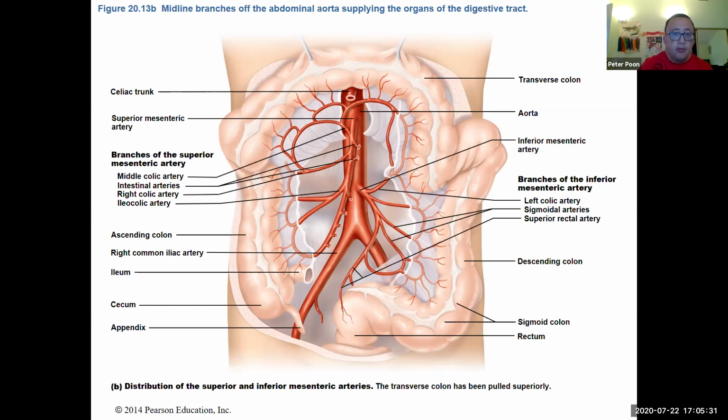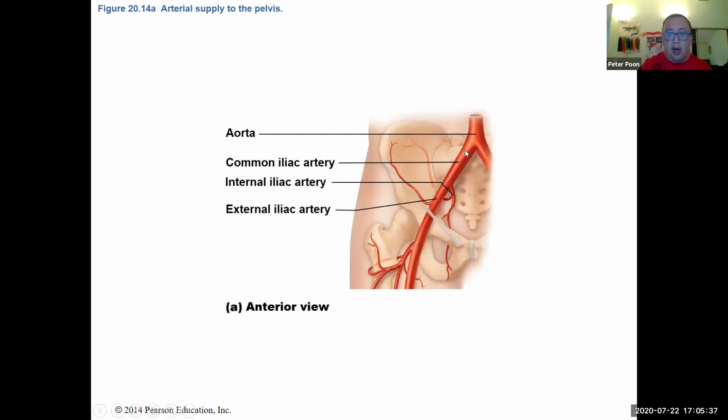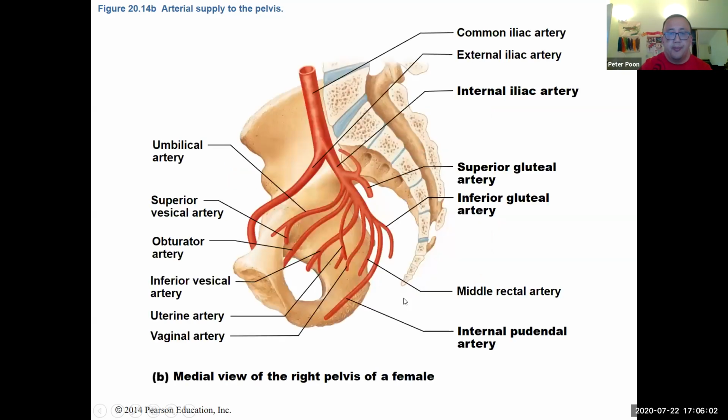Okay, so the common iliac splits into the external and internal iliac. The internal is much smaller and stays inside the groin region. The external is much larger and it passes here and turns into the femoral artery. So here's the internal and here's the external iliac.